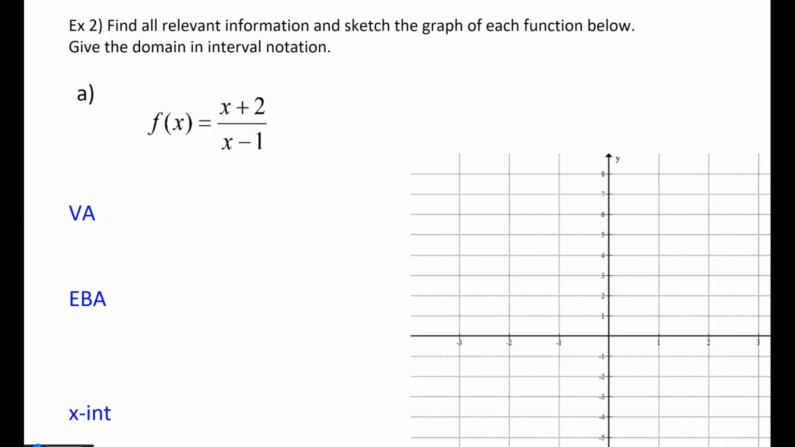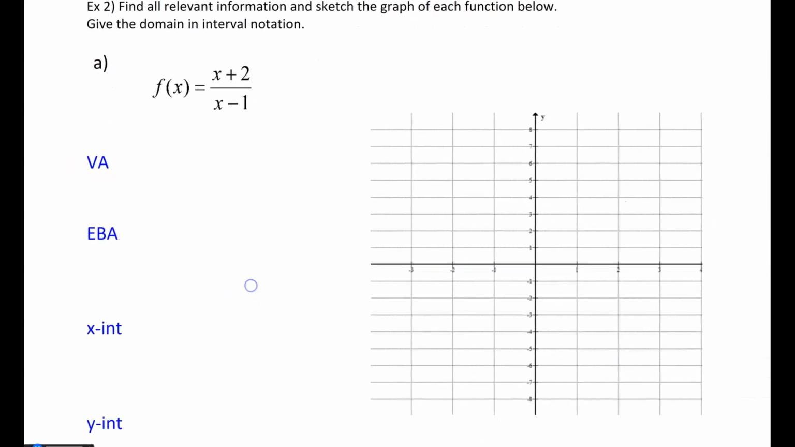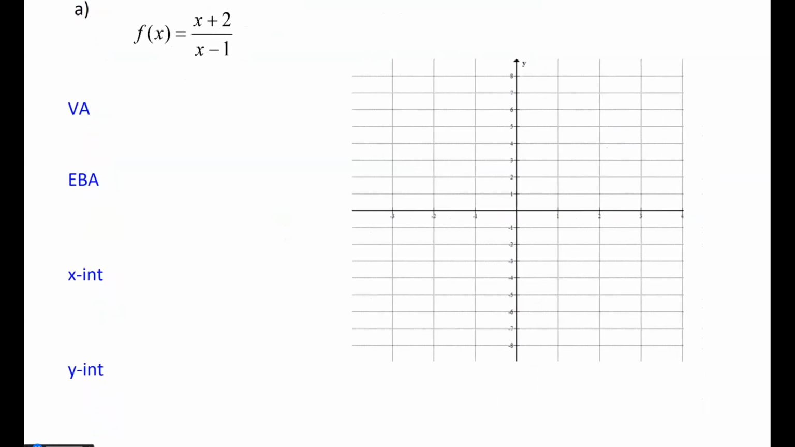All right, so here's our first one. I've got x plus 2 over x minus 1. It's already in its simplified form. So first thing I'm going to identify is the vertical asymptote. Looking at the denominator, x minus 1, we know we have a vertical asymptote at x equals 1. So I'm going to sketch that in to my coordinate plane here. Right, there's my vertical asymptote.